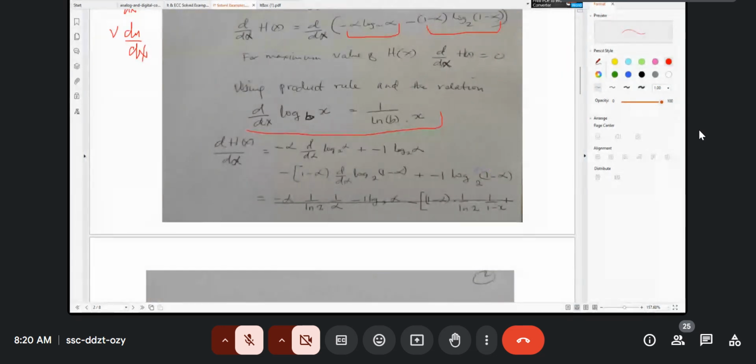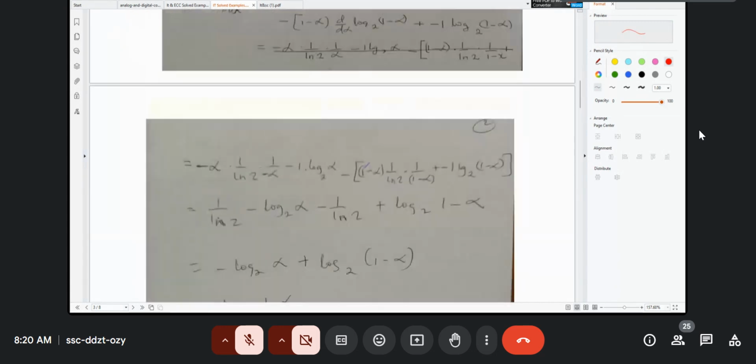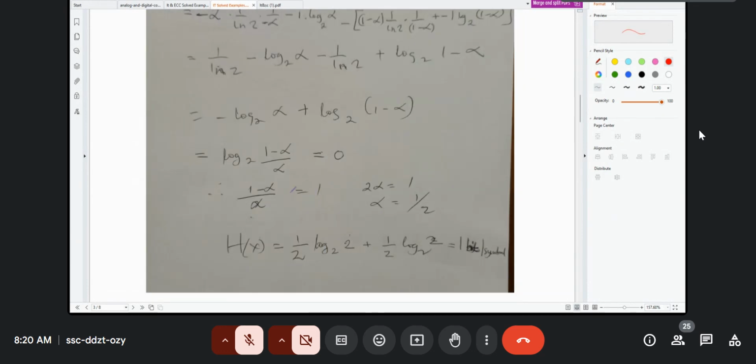I hope nobody has a problem with this. If you have a problem, it's good you ask, I can clarify. So you get that, and we know that is supposed to be equal to 0.